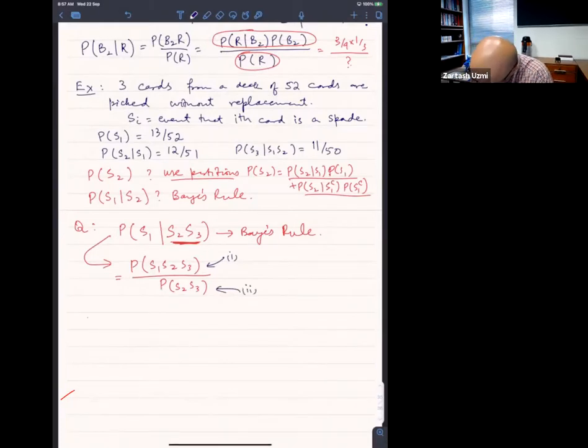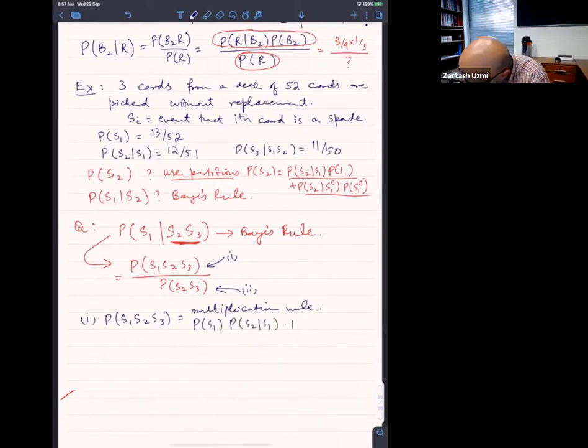So let me ask you what is 1. Probability of S1, S2, S3. ये easy to find है. Answers in the chat window. Probability of S1 into S2 into S3. Well, yeah, you will apply multiplication rule. यहाँ पे लगेगा कैसे? Probability of S1 into probability of S2 given S1 into probability of S3 given S1, S2.